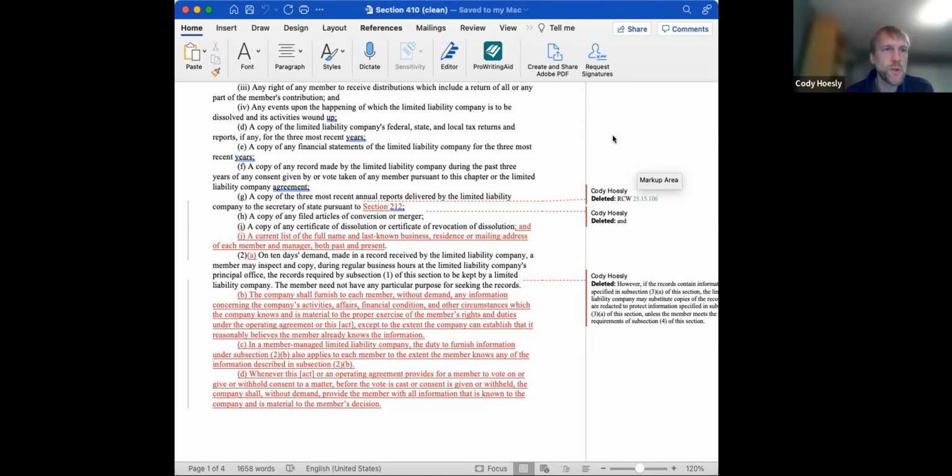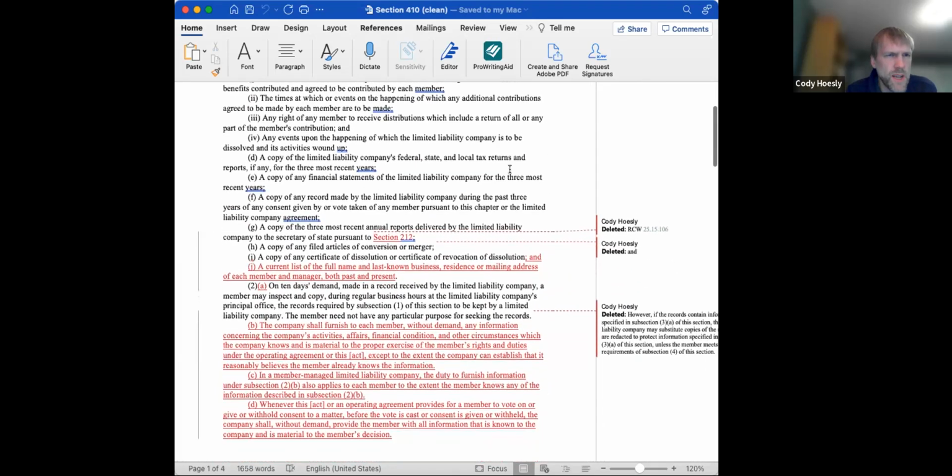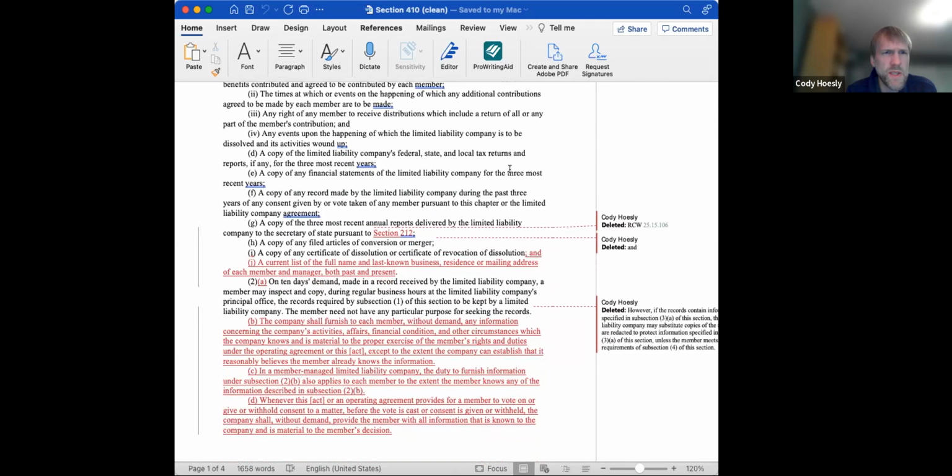If you look at 2A there, it says on 10 days demand made in a record received by the LLC, a member may inspect and copy this stuff. There is a provision, I can't remember if it's in this or in the other section, that talks about what you do if somebody dies and there's a personal representative appointed, for example. But the gist of it is that this is information about the LLC that a random stranger, a member of the public, can't get.